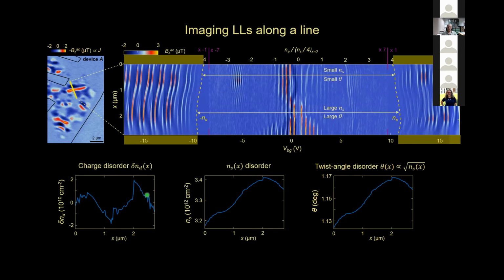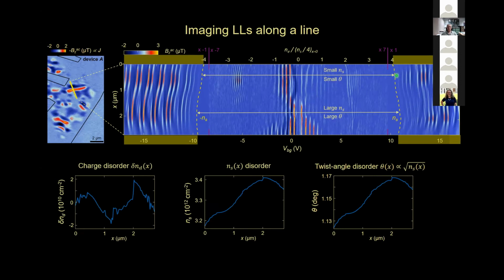So it's clear that the twist angle disorder is the dominant origin of disorder here. And you can even see it by bare eye that these two lines look almost antisymmetric, which is the result of twist angle disorder.